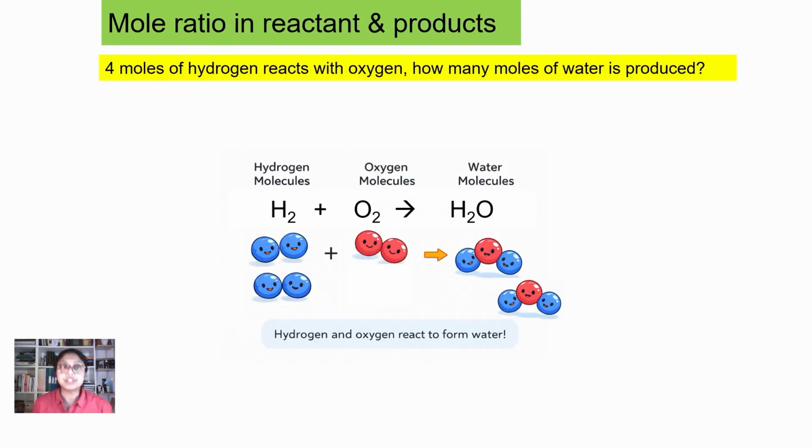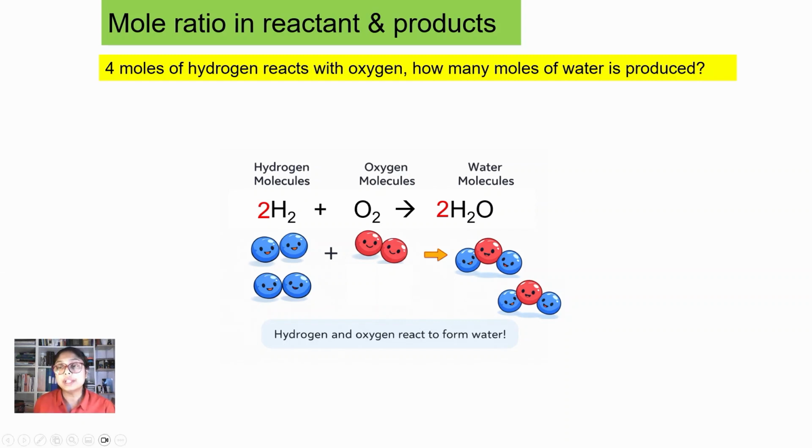Let's start with something simple. In this chemical equation, hydrogen is reacting with oxygen to make water. In GCSE, you will get questions like this. 4 moles of hydrogen reacts with oxygen. How many moles of water is produced? For this, step 1, we need to balance the equation to show each side of the chemical reaction has the same number of atoms of hydrogen and oxygen.